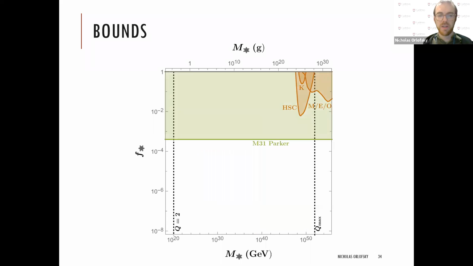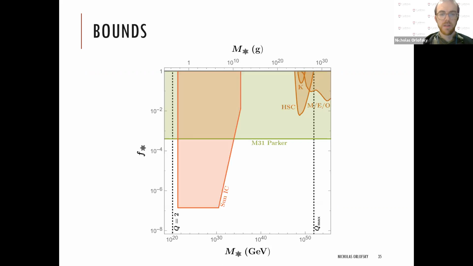So then I told you before that we strengthened the Parker bound by looking at Andromeda, and we rule out all of this region at the top of the plot independent of mass. And now if we also add on this IceCube constraint that I just told you about, then we can actually exclude quite a bit more from this plot than what you can do with the Parker bound alone.